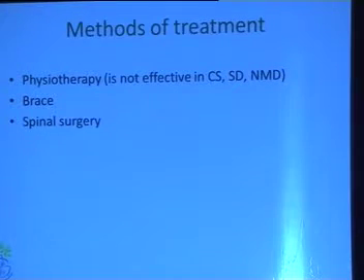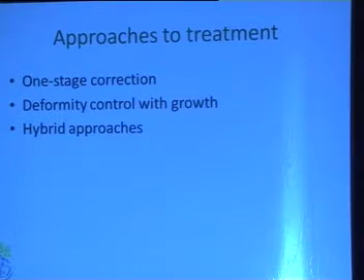Methods of treatment: typically physiotherapy, but it is not effective in cases of congenital deformity, structural deformity, systemic deformity, and neuromuscular deformity. We use the brace and spinal surgery, spinal fixation, and correction of deformity. Approaches to surgical treatment: one-stage correction, deformity control with growth, and hybrid approaches combining external fixation or internal fixation.